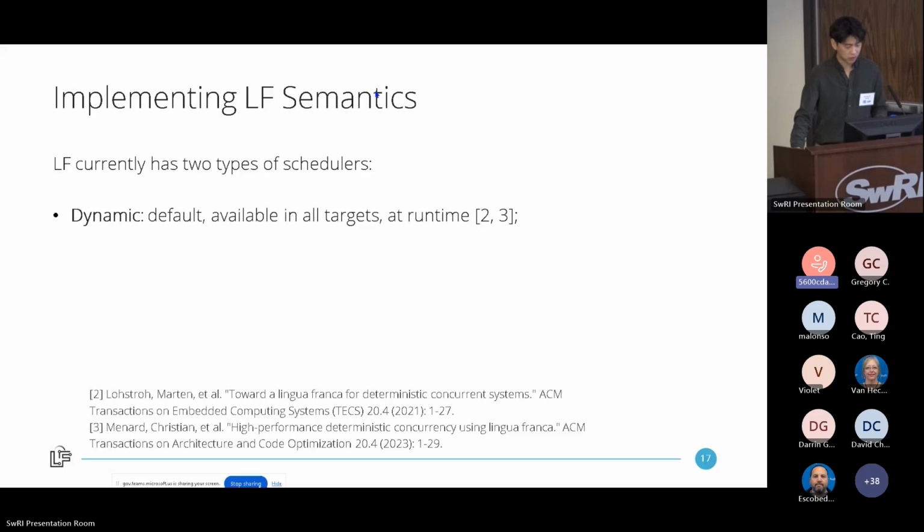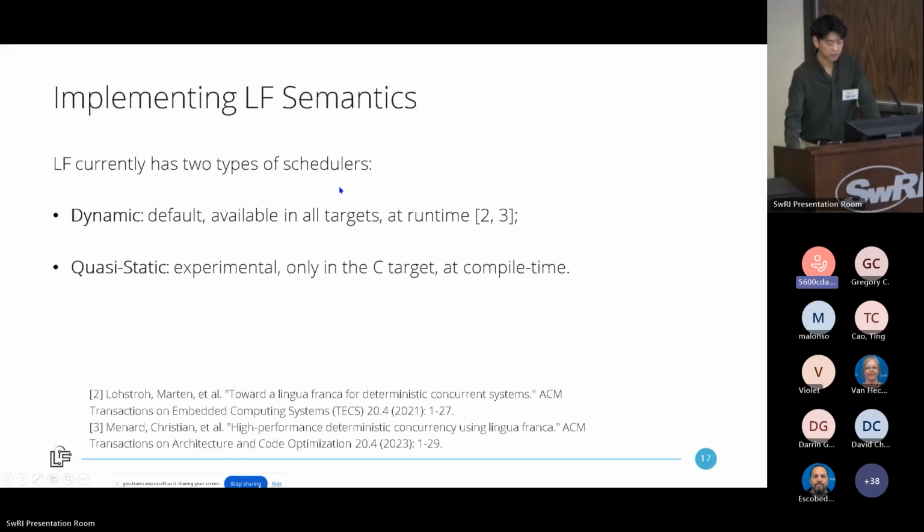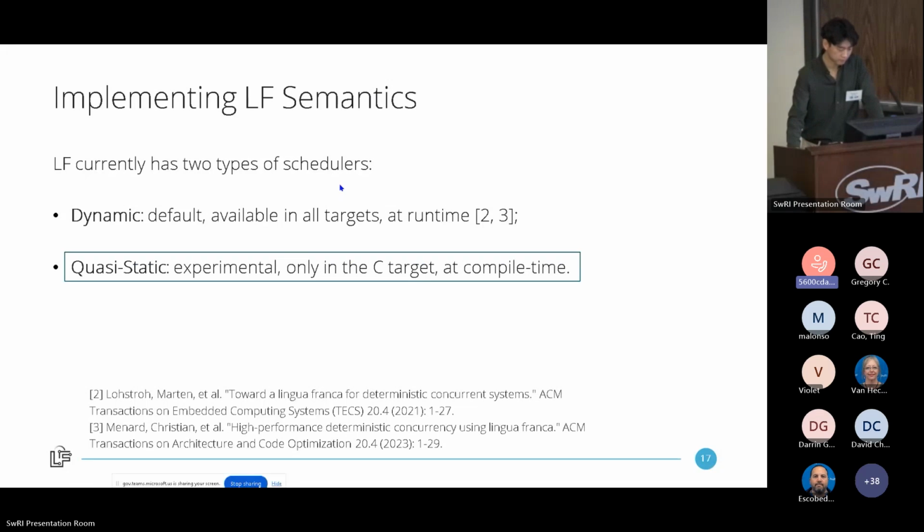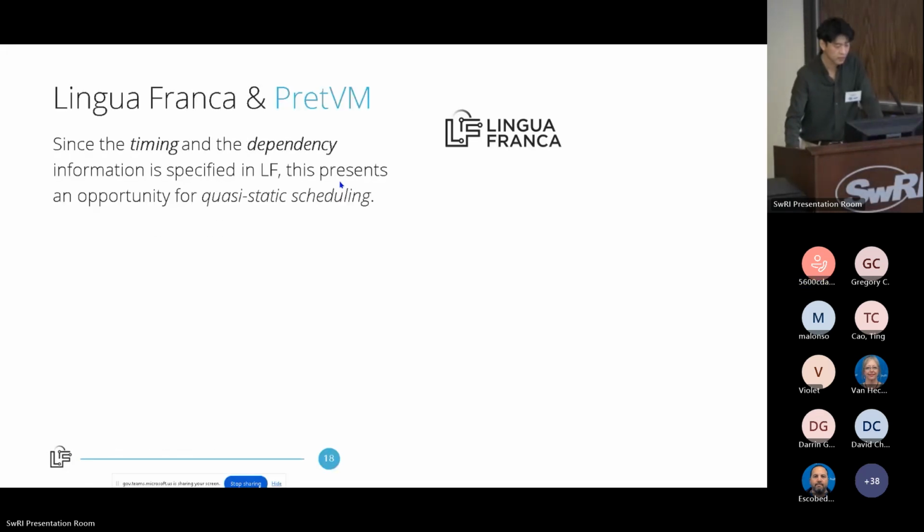All right, so how do we implement Lingua Franca semantics? Currently, it has two types of schedulers. The first one is a dynamic scheduler. It's the default scheduler. It's available in all 5 target languages, and it is a runtime scheduler. For more details, you can refer to these papers below. Another one is a fairly recent work. We recently introduced a quasi-static scheduler. It's experimental, only in the C target, and it's a compile time scheduler. So for the rest of the talk, the system is being built using this scheduler.